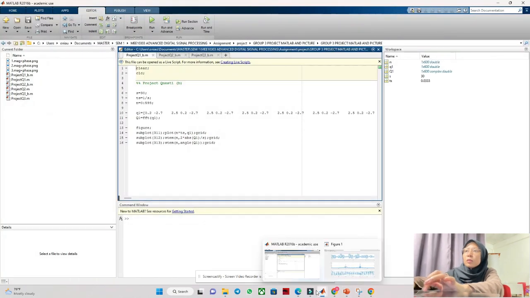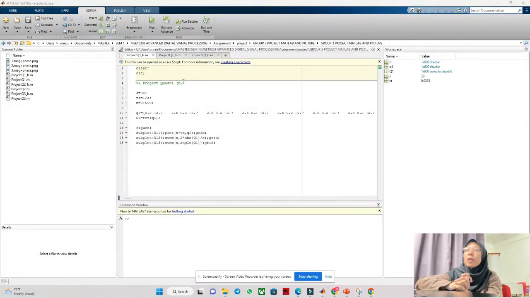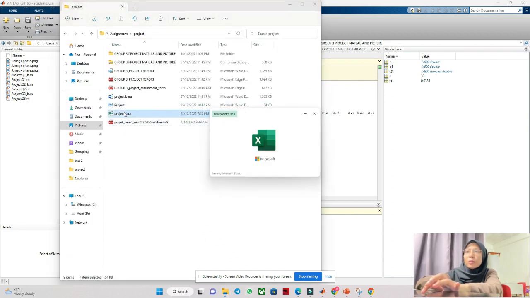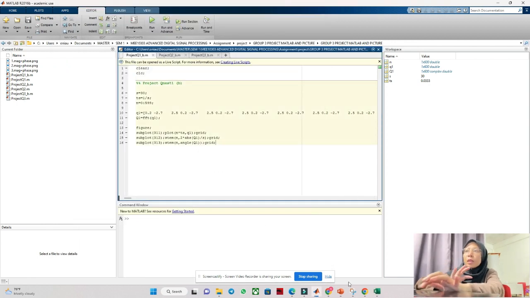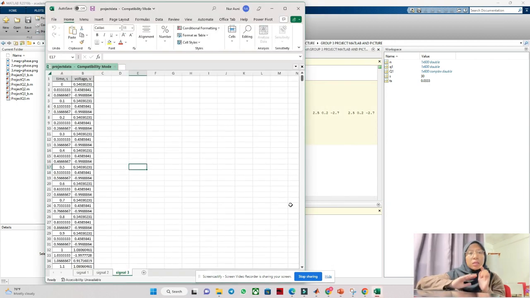This is the coding for our question 1, and we use S equal to 30. S is the sampling frequency, which is 30 Hz. This is because in the signal given in the Excel, we have a time of 0.03. As we can see here, we get the time as 0.033. So that's why we get the sampling as 30.